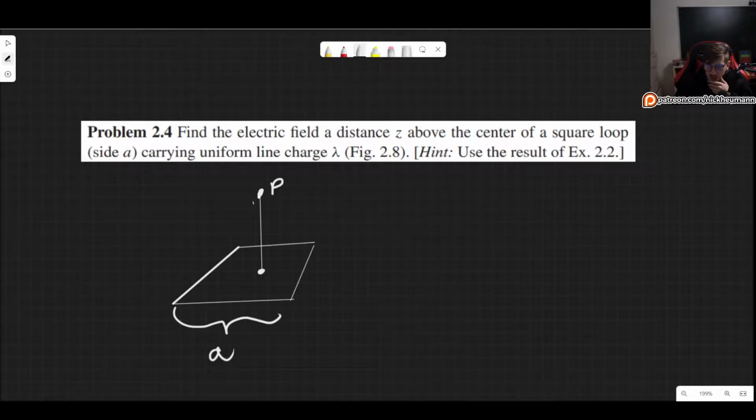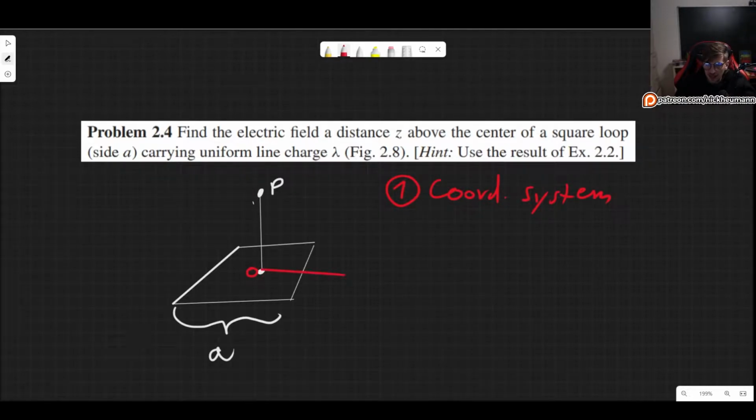Okay, so step number 1, as always, find and define our coordinate system. This is the order that I always like to use. So we define our coordinate system. Now, in this case, because of the symmetry of the problem, of course, we want to have our 0 right underneath our point.